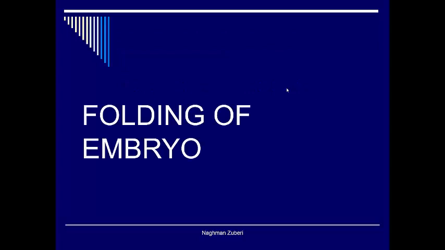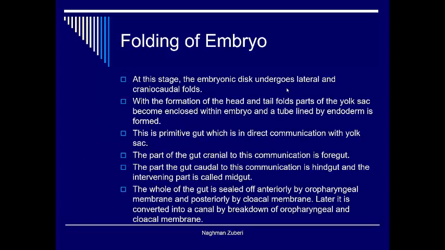Folding of embryo. At this stage, the embryonic disc undergoes lateral and craniocaudal folds. With the formation of the head and tail folds, parts of the yolk sac become enclosed within embryo and a tube lined by endoderm is formed. This is primitive gut, which is in direct communication with yolk sac.